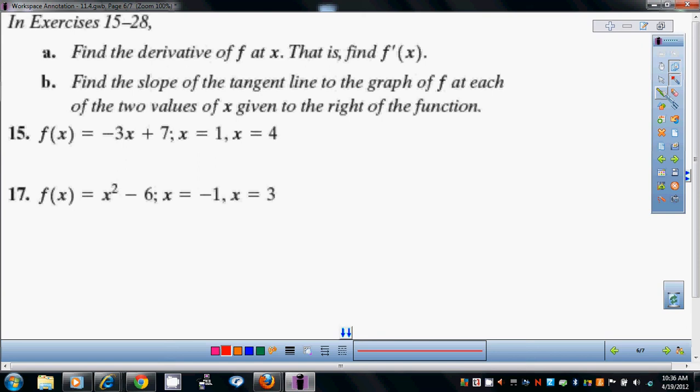Let me show you what that answer would look like. 15, without even having to do anything, you could say f prime of x is -3. There's not even an x there because it's never going to change. f prime of 1 equals -3. f prime of 4 equals -3. That's all you have to do when you come across one like that. 17, you'll do just like we just did. You'll have to do that equation, but when you're done, you'll just plug in two different values and get two different slopes.